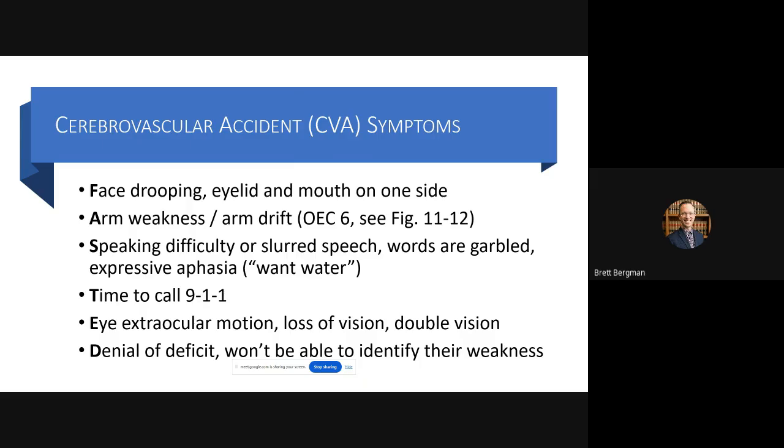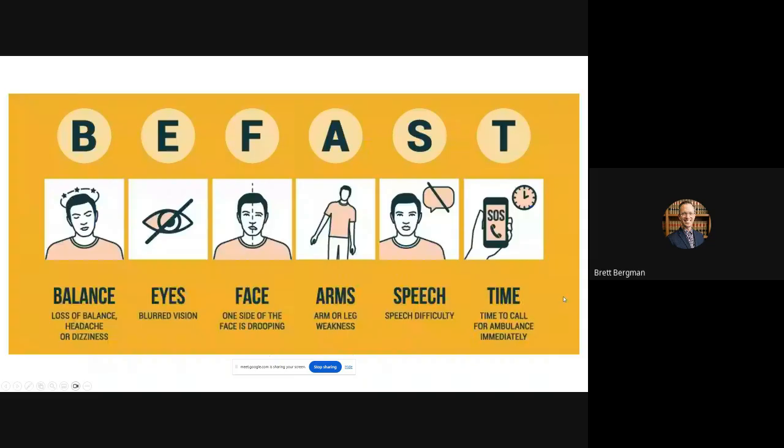You do want to check extraocular motion. There are a lot of cranial nerves that are involved in vision. And so that may give you some indications that that patient is having a stroke. They may have loss of vision in one eye. They may have double vision. Those are also common in certain types of strokes. And then a lot of times you can find that they have a denial of their deficit. So you're having them squeeze your hands, and one side is very weak. And then you ask them, do you feel weak on one side? And they can't identify it. So that denial can actually be one of the signs of a stroke.